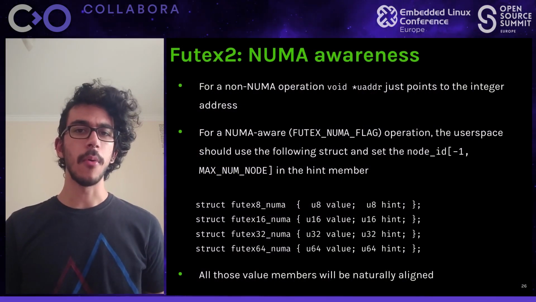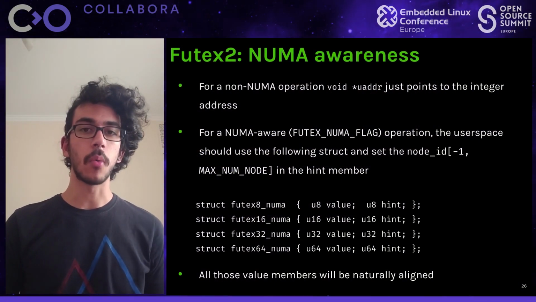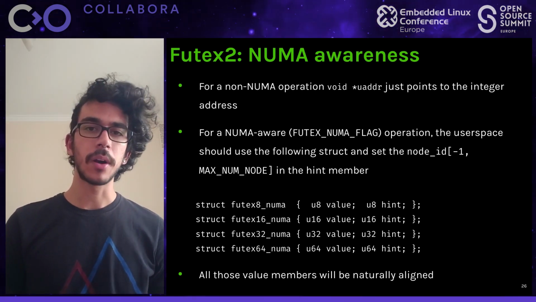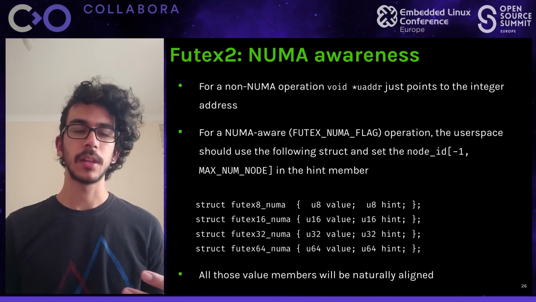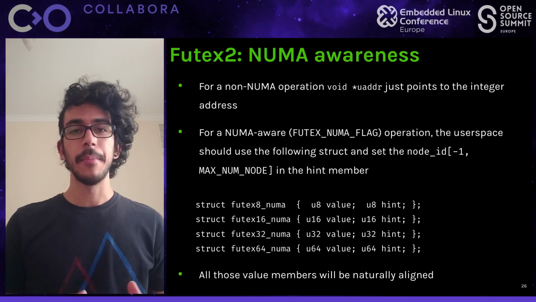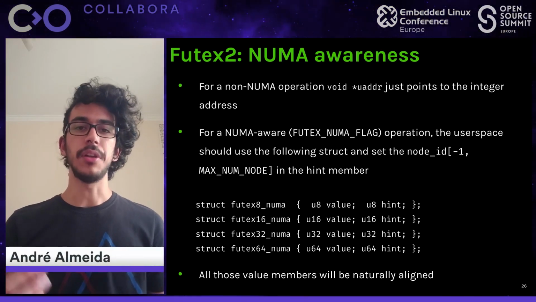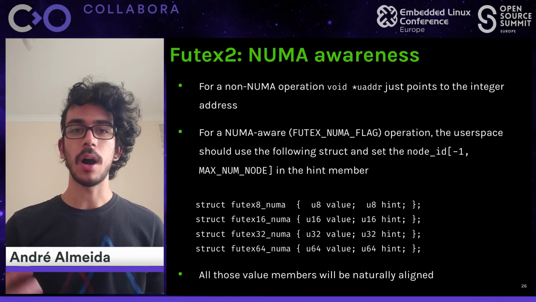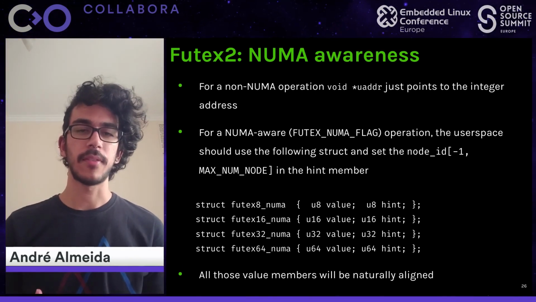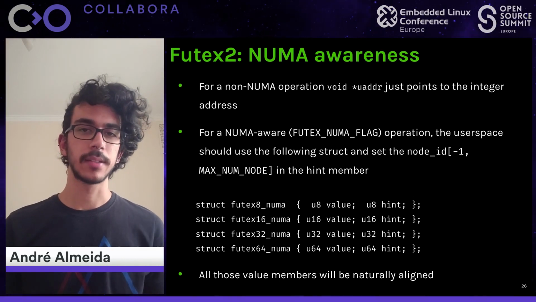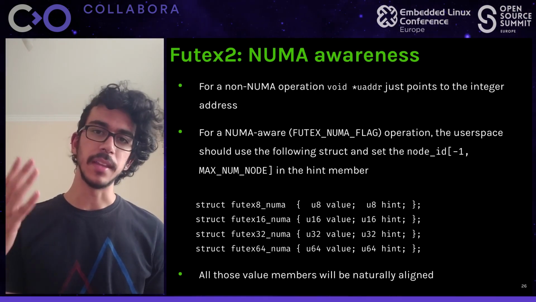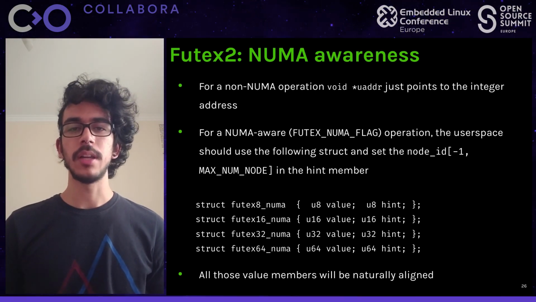So now I want to explain how we are solving the NUMA awareness problem. For the NUMA call, the user address will just point to an integer like before, but for a NUMA operation, the user address will point to a struct. And as before, this address will be used to uniquely identify a Futex. So this struct will have 2 fields. The first one is the expected value, and the second one is a hint.